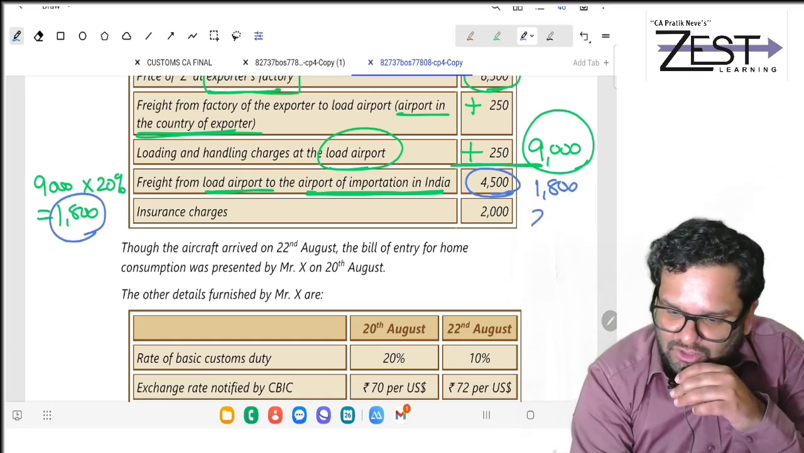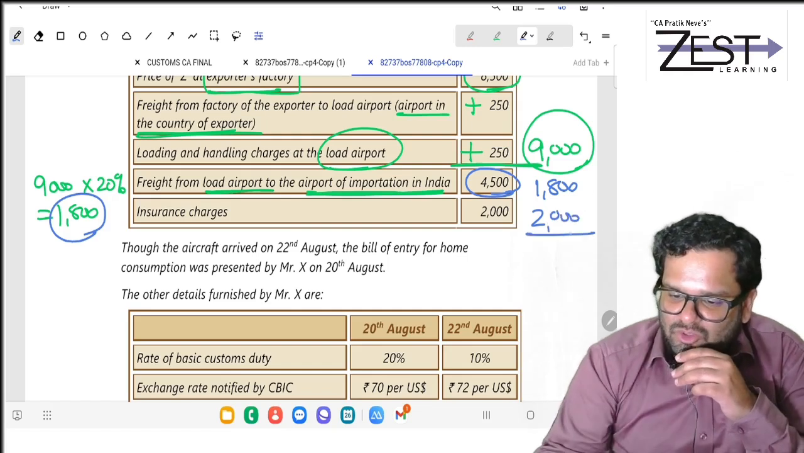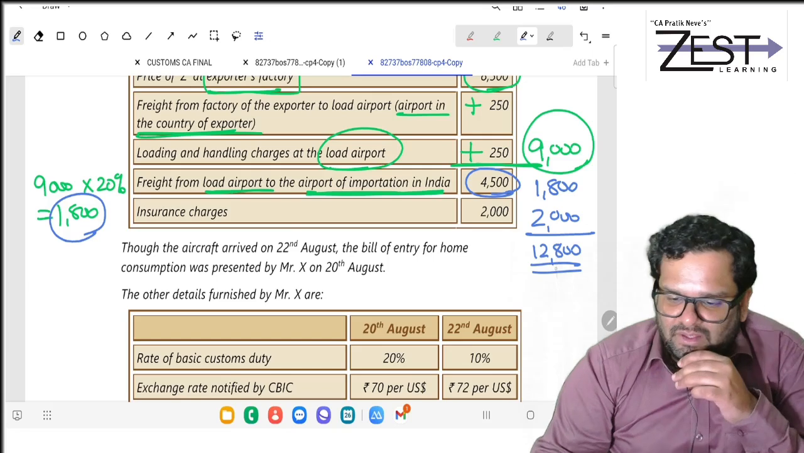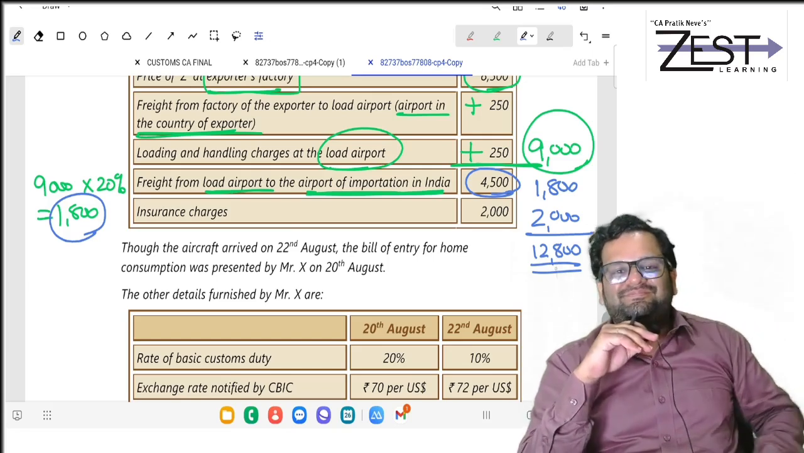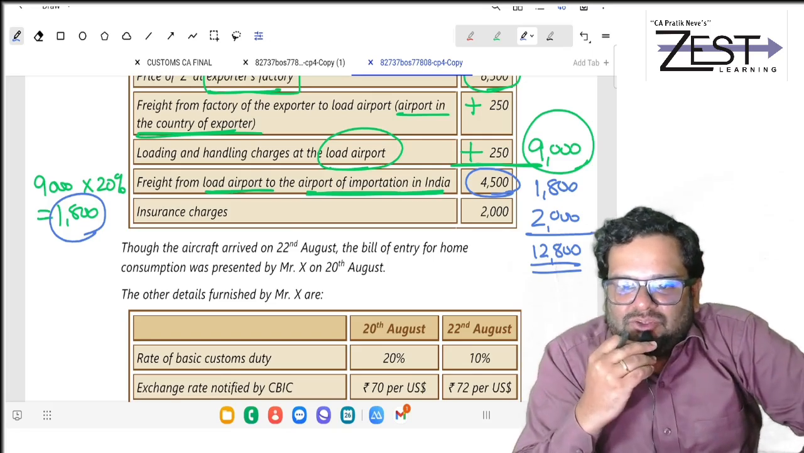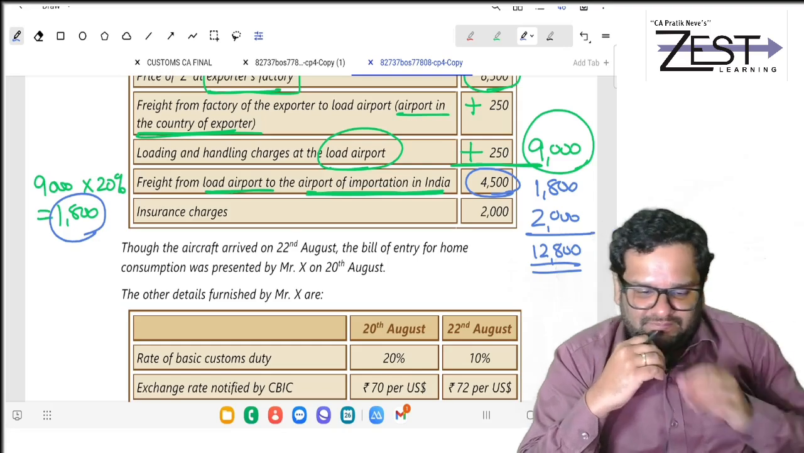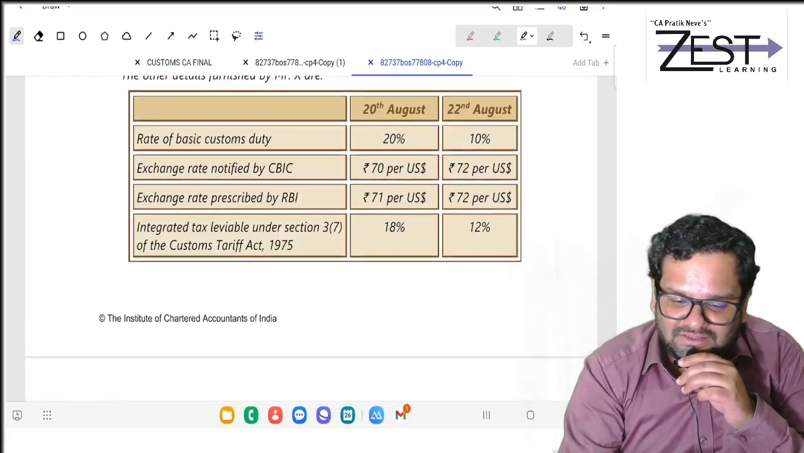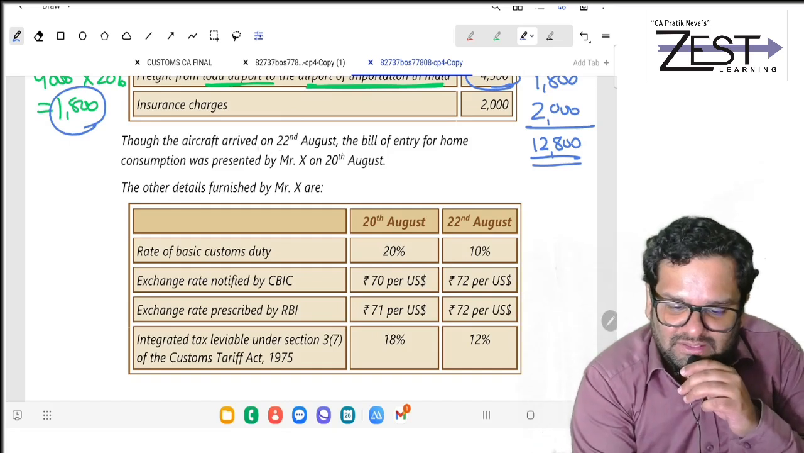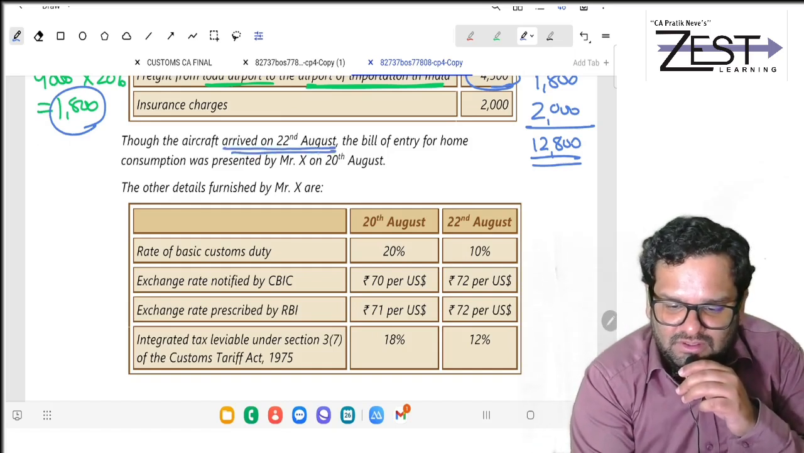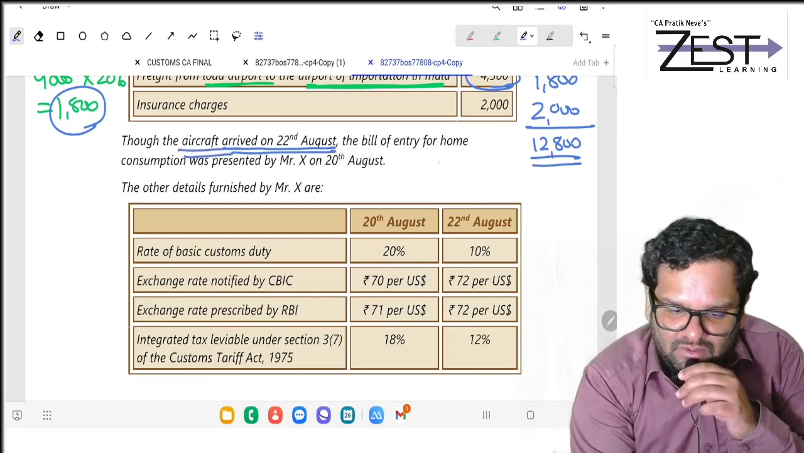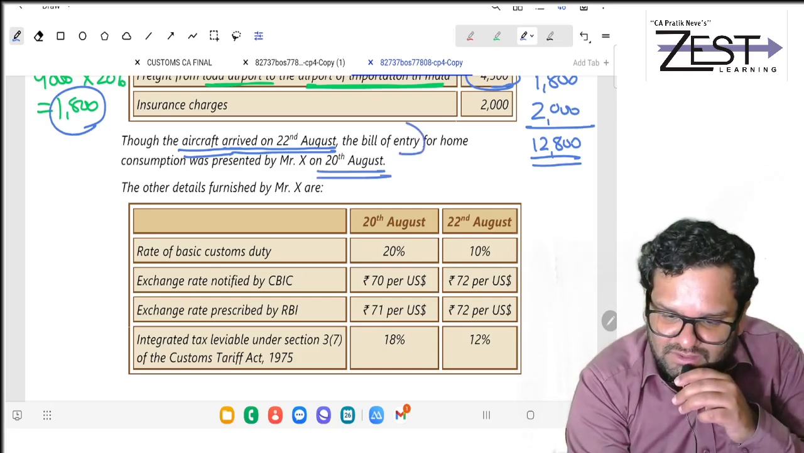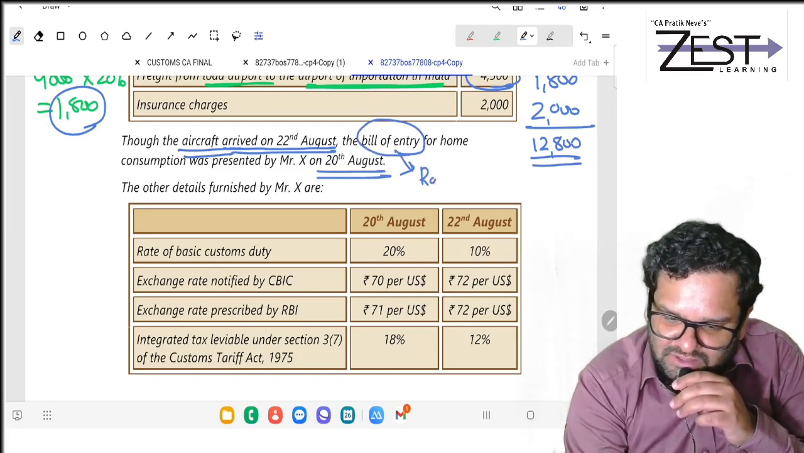And insurance, you will take actual. That's it. You have got CIF. Is your CIF 12,800? Tell me, all of you. Now see, whole of your basics are tested. Though the aircraft arrived on 22nd August, the bill of entry was presented on 20 August. Anyways, bill of entry is important for rate of exchange.